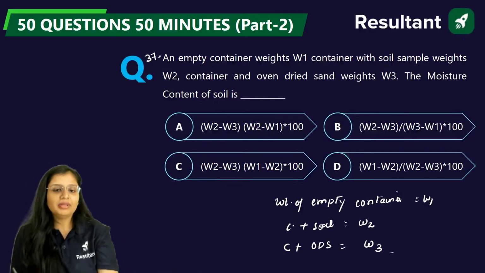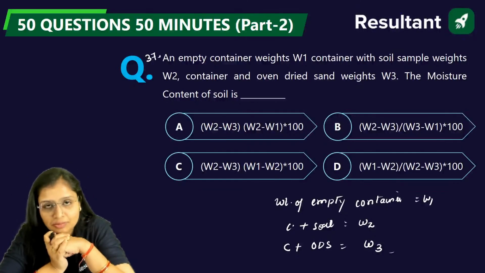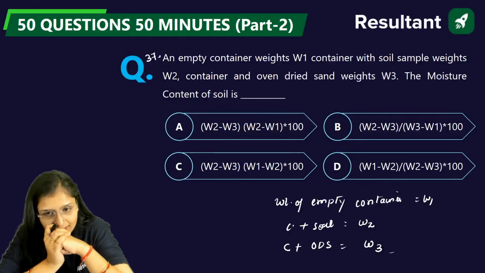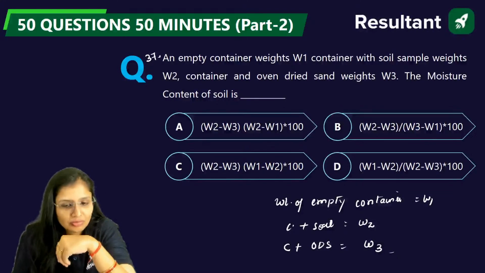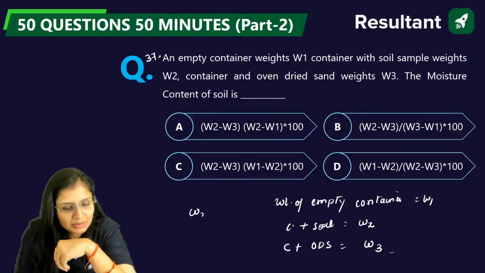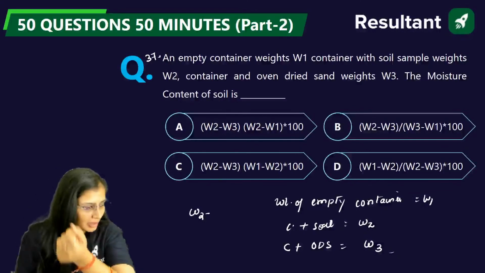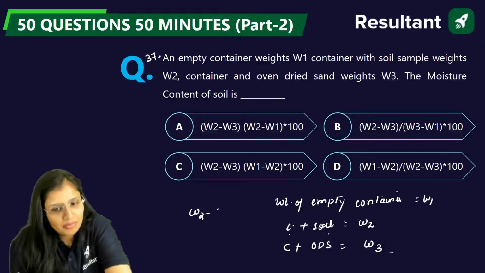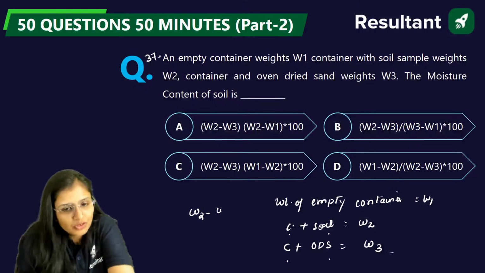Now can you tell me how much is the water, the moisture content, which is present? See, moisture to be present. So what we can do is from the container plus soil, we will subtract the dried weight. So you will get how much water is there. So from W2, container plus soil, minus container plus oven dried sand, when you subtract, you will get how much water is there.